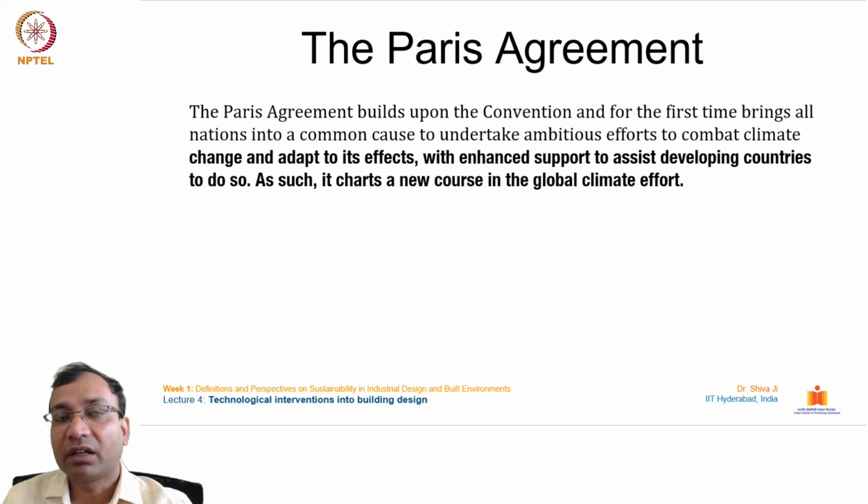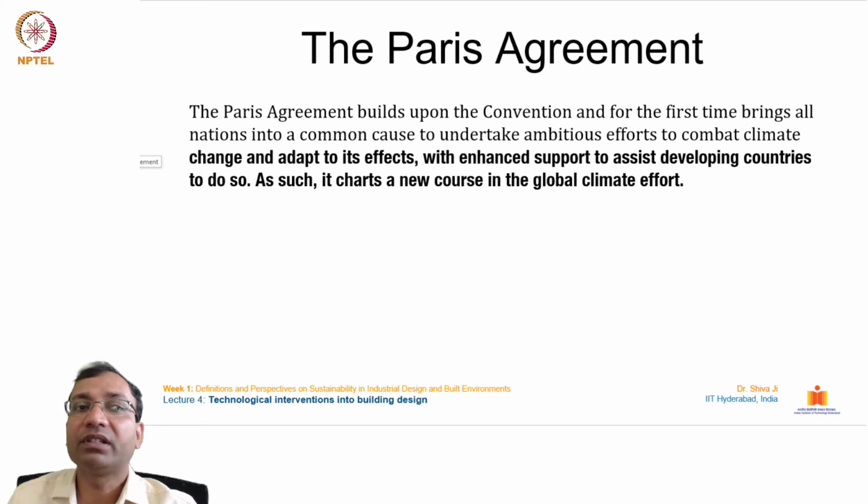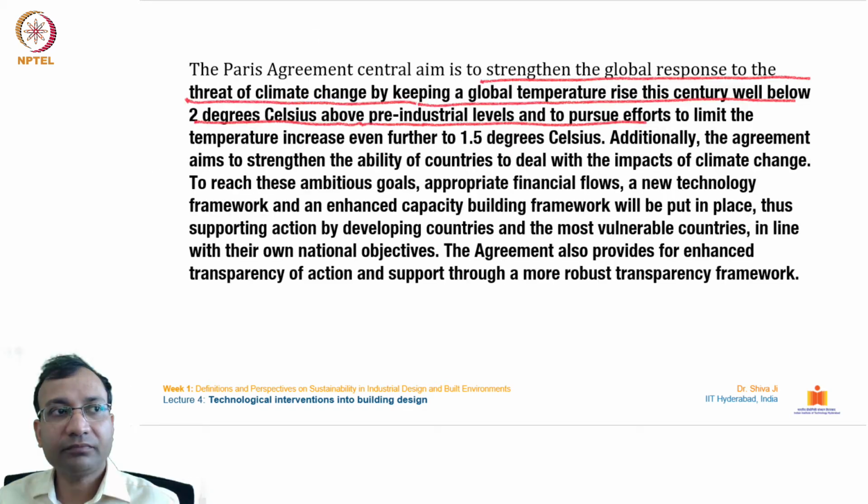So, what is the Paris Agreement? Well, the Paris Agreement builds upon the convention and for the first time brings all nations into a common cause to undertake ambitious efforts to combat climate change and adapt to its effects, with enhanced support to assist developing countries to do so. As such, it charts a new course in the legal climate effort. The central aim of the Paris Agreement is to strengthen the global response to the threat of climate change by keeping a global temperature rise this century well below 2 degrees centigrade above pre-industrial levels and to pursue efforts to limit the temperature increase even further to 1.5 degrees centigrade.